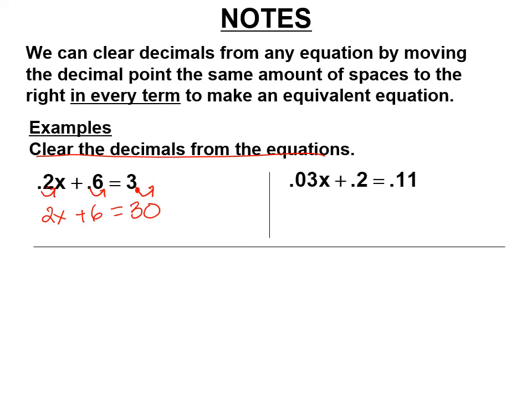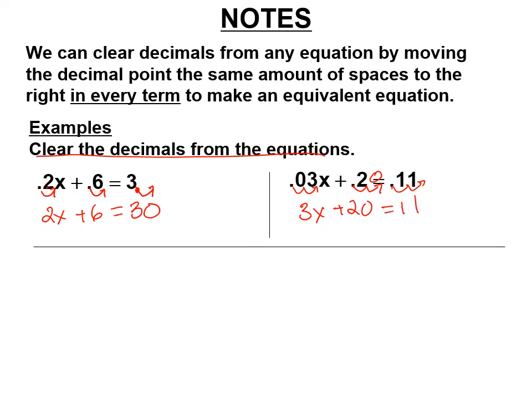Let's practice another one. All right, so you have to move it the exact same amount every time. So how many times are we going to move the decimal point here? Well, we're going to move it twice here, to make that 3x. Otherwise, it only becomes 0.3x. The decimal's not gone. It's not cleared. But once you do that, you got to do it here twice. So that becomes 20, right? Empty spaces always filled with zeros. And you got to do it here twice. You got 11.